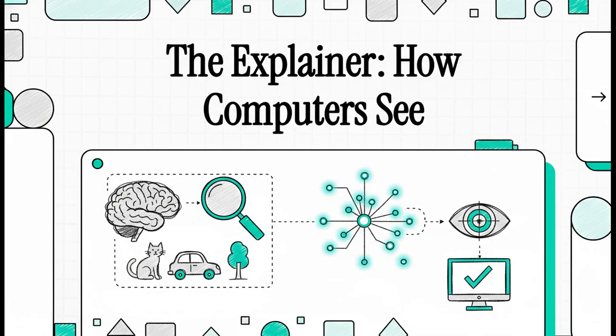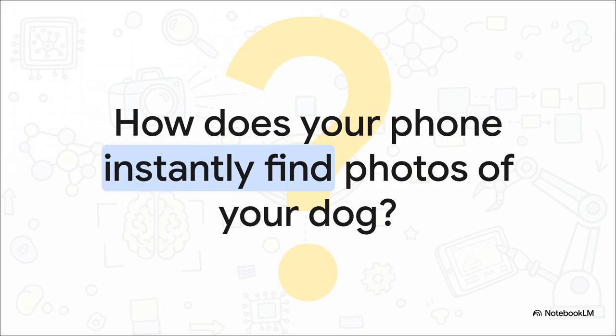Today we're tackling a really big question. How does a computer actually see? We're going to break down exactly how your phone knows what's in a picture. I mean, it really does feel like magic, doesn't it? You just type dog into your phone and boom, it somehow finds every single picture of your pup.